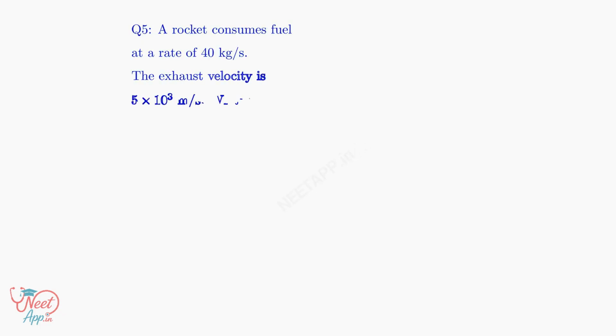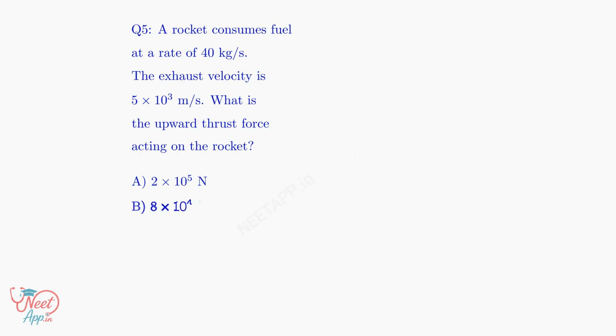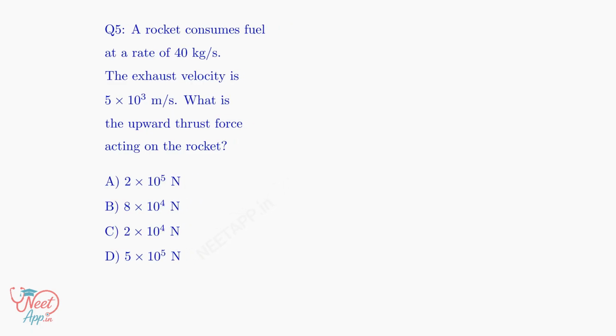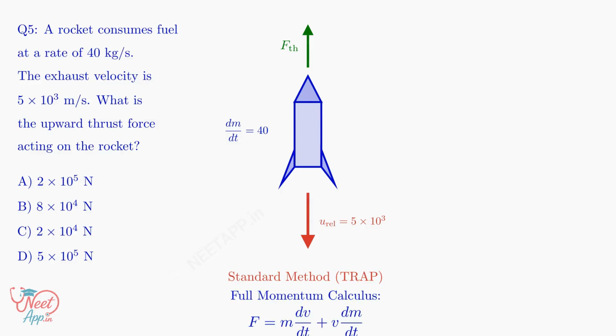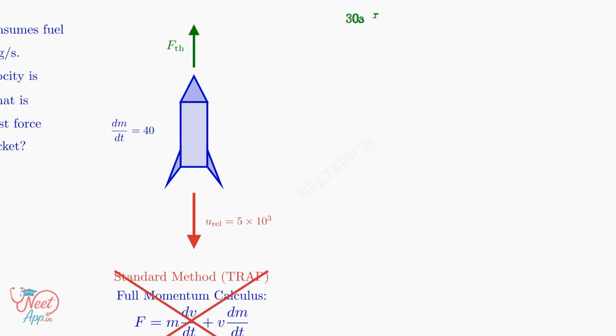Question 5 tackles rocket propulsion. A rocket burns fuel at 40 kilograms per second with an exhaust velocity of 5 times 10 to the power of 3 meters per second. What is the upward thrust? Let's sketch the launch. The rocket accelerates upwards while the hot exhaust gases are blasted downwards at a massive velocity. The textbook trap: writing out the full variable mass momentum integral, separating mass and velocity differentials and getting lost in the calculus.